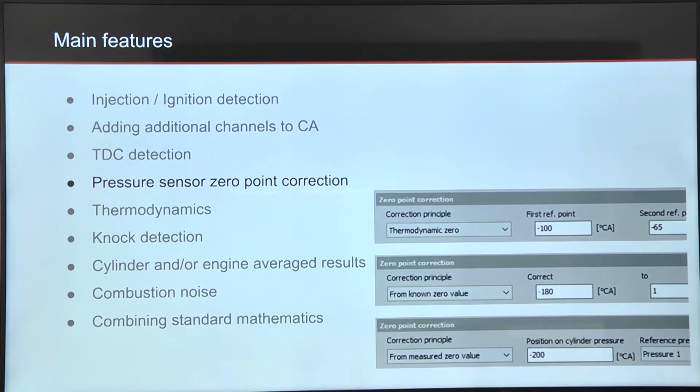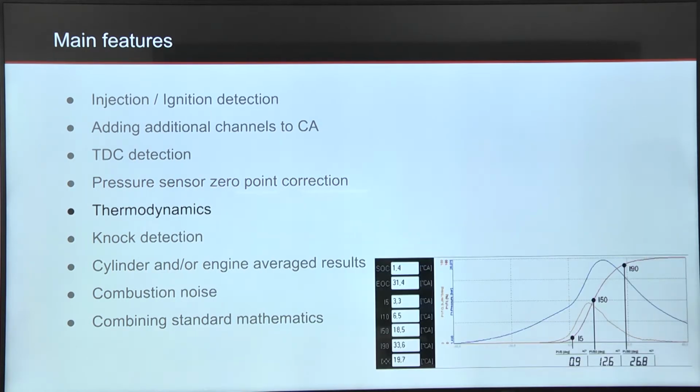We also have options for pressure sensor zero-point correction. So this is for pegging correction. We have different options: thermodynamic zero, or correction from a non-zero value, or from a measured zero value, or even without any correction if we are using a sensor with an inline amplifier and the correction already made.